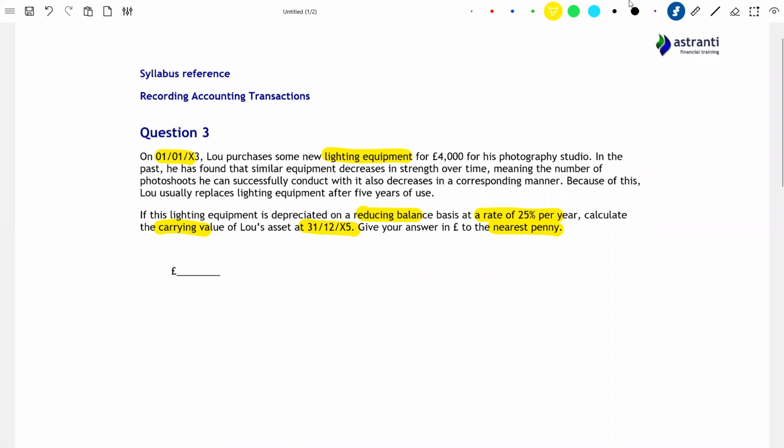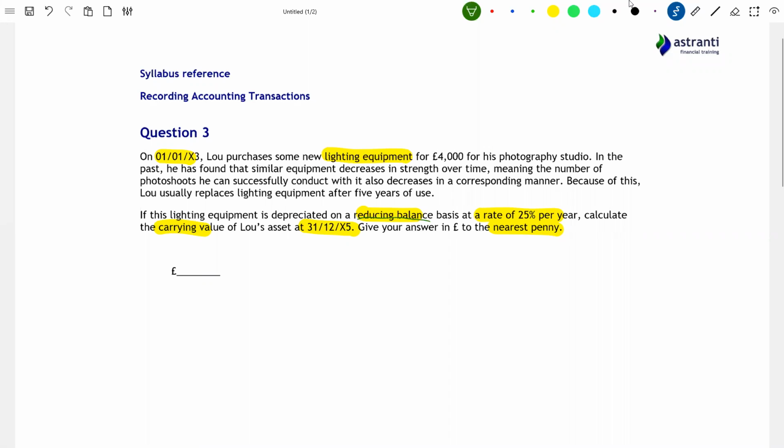Okay, so how do we go about addressing a question like this? Well, firstly, there is obviously a distinction to be made here between whether we are dealing with straight line and reducing balance. This should always be the first step when dealing with a depreciation question. Fortunately, however, we're provided this information in the question itself, so we don't need to make any deductions here.